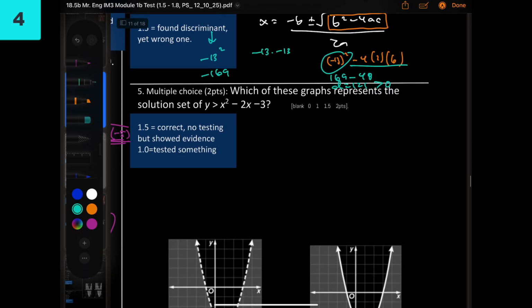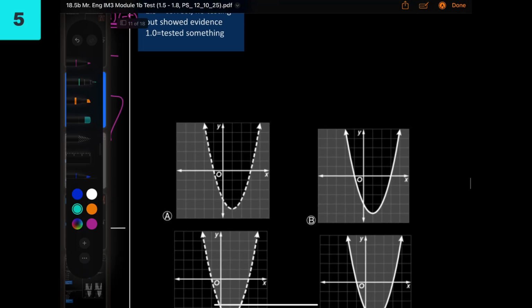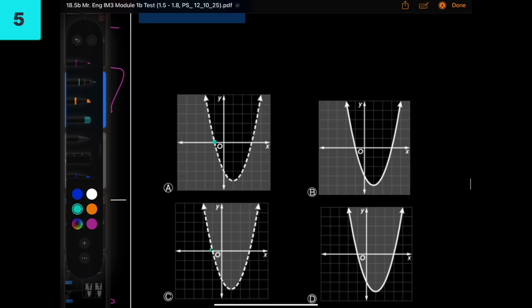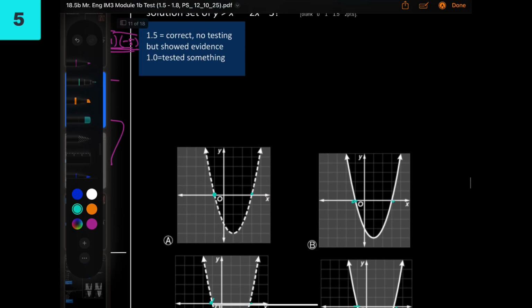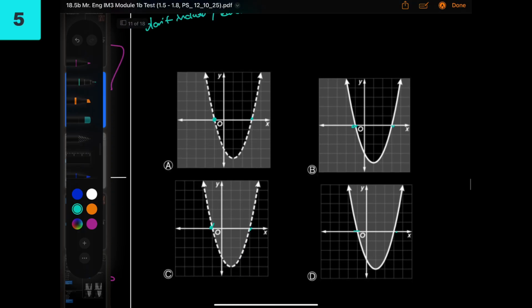Okay, number 5, which of the following graphs represents the solution set of y equals x squared minus 2x minus 3? Okay, so they're all graphed the same. Did you guys notice that? Negative 1s, you have positive 3, so it doesn't matter, they're all graphed. So probably the biggest one you need to know is that this one is dashed. That is dashed. That means don't include. So it's A or C, not B or D.